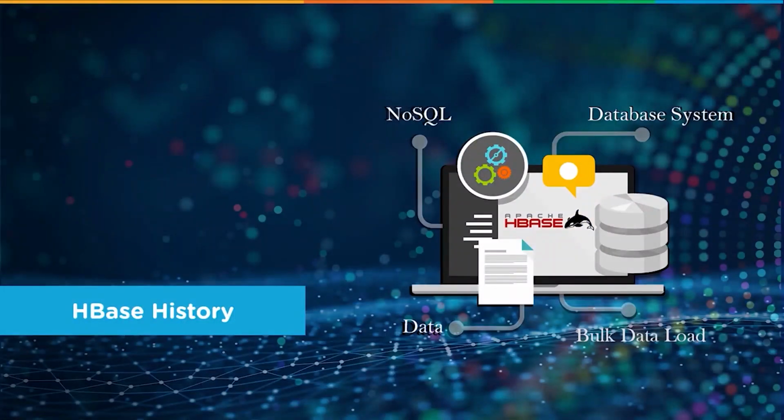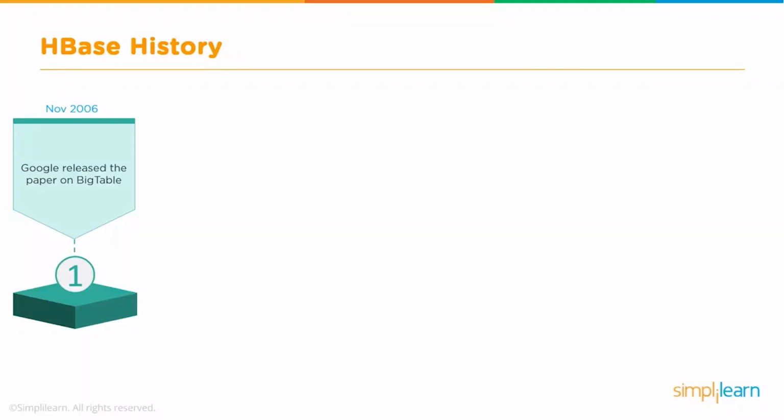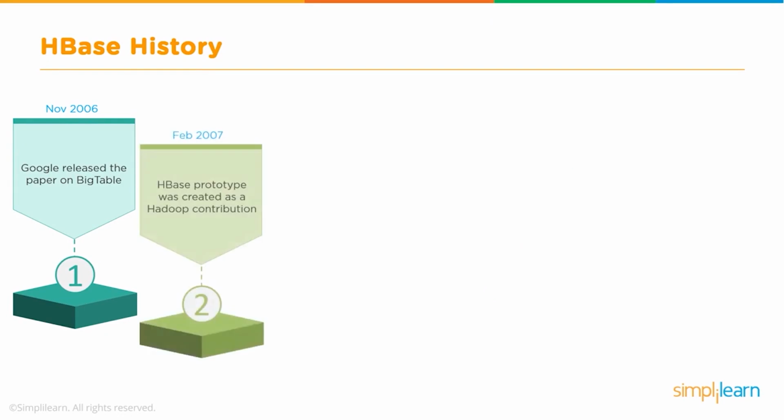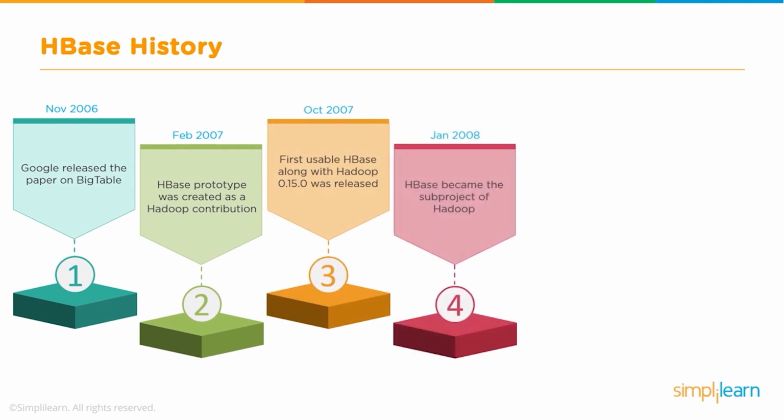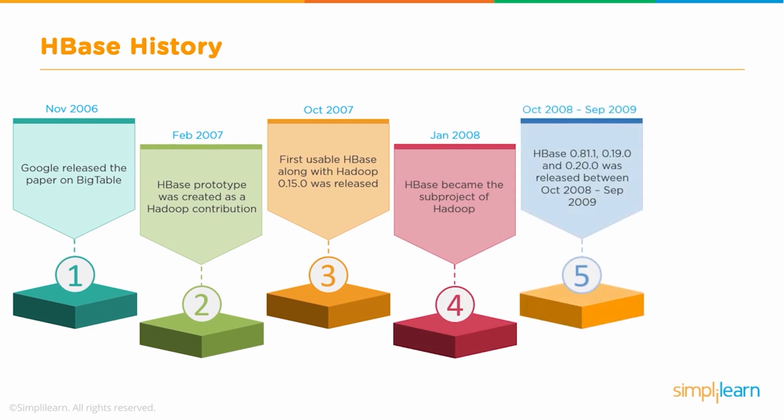Let's take a look at the HBase history. We're going to start back in November 2006. Google released a paper on Big Table. And then in 2007, just a few months later, an HBase prototype was created as a Hadoop contribution. Later on in 2007, in October, the first usable HBase along with Hadoop 0.15 was released. And then in January of 2008, HBase became a subproject of Hadoop. Later that year in October, all the way into September the next year, HBase versions 0.18, 0.19, and 0.20 were released. And finally, in May of 2010, HBase became an Apache top-level project.